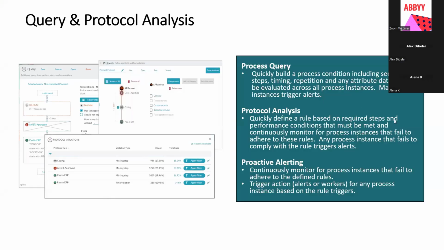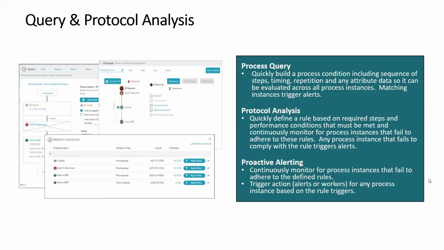All right, so we're here to take a look at query and protocol. We're going to couple that also with the proactive alerting capability within Timeline. So queries and protocols are really a second-level type of analytical tool. So we think about the typical Timeline project.